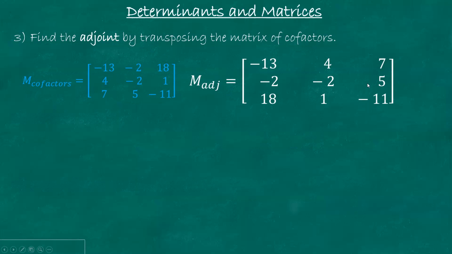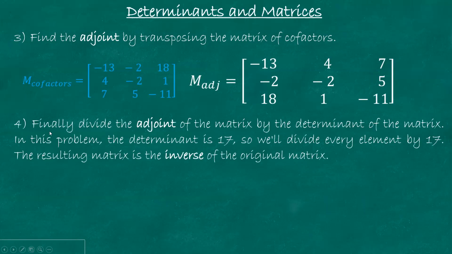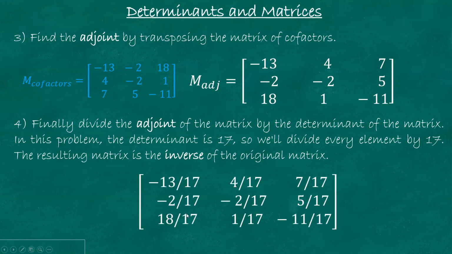After that, finally, divide the adjoint of the matrix, this one, i-divide mo by the determinant of the matrix, 17, yeah? In this problem, the determinant is 17. So, we'll divide every element by 17. The resulting matrix is the inverse of the original matrix. Kana, 13 over 17. Mo na ang inverse sa matrix.